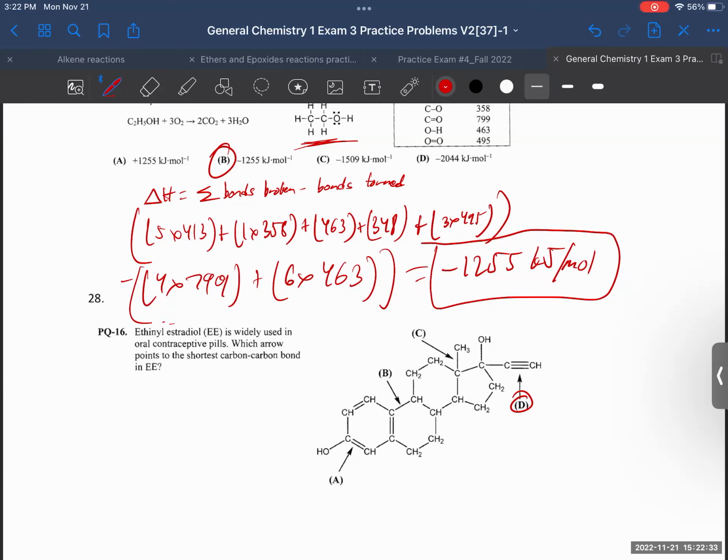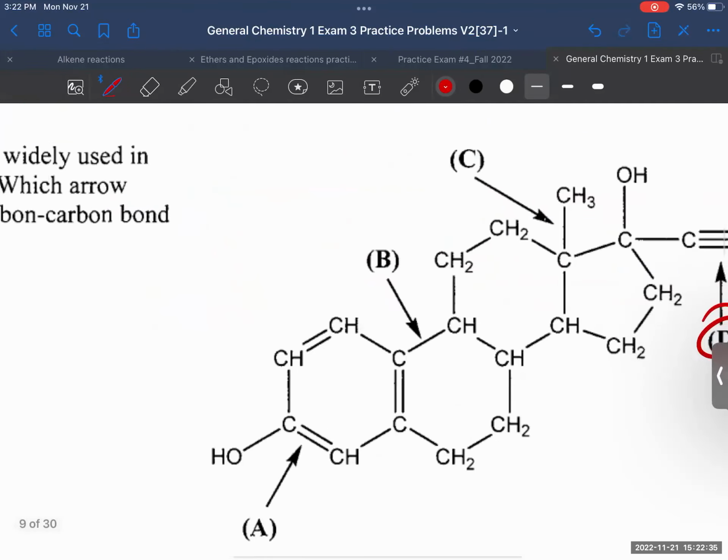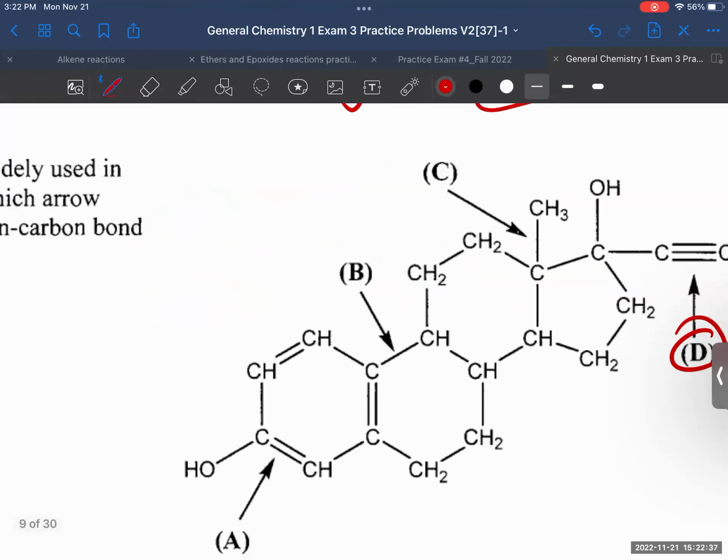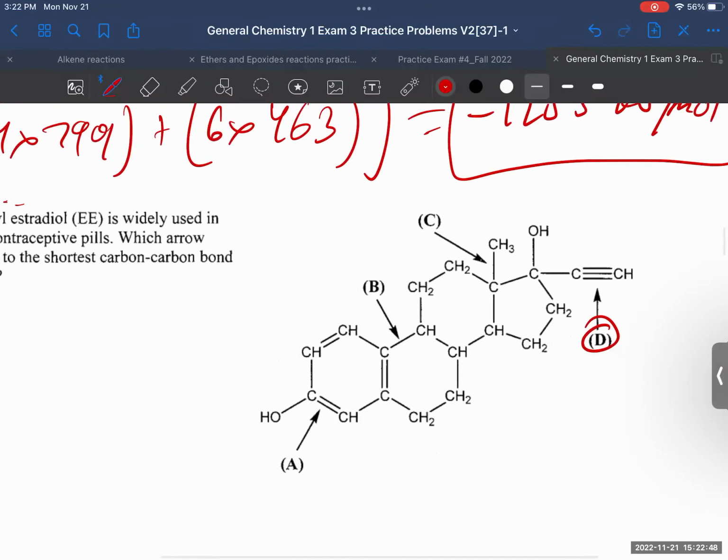The double bond is pretty strong, but it's decently long. For B, you've got the carbon-carbon single bond, that's your longest bond but also your weakest. Same thing with C, but D is your shortest but largest in energy. So that's why that's correct.